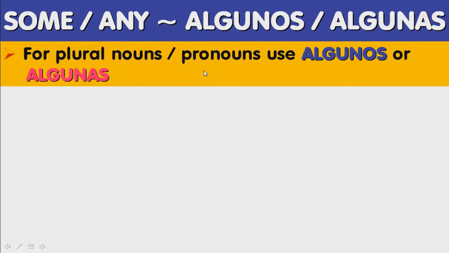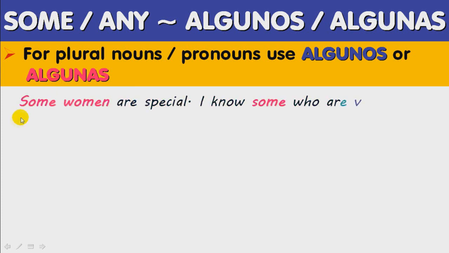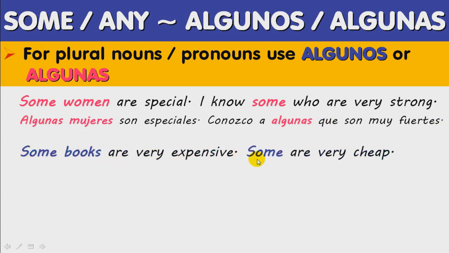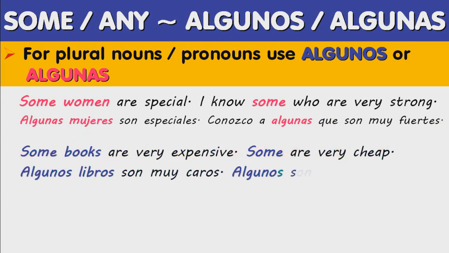Now, some or any, algunos or algunas. For plural nouns or pronouns, use algunos or algunas. Some women are special. I know some who are very strong. Algunas mujeres son especiales. Conozco a algunas que son muy fuertes. Some books are very expensive. Some are very cheap. Algunos libros son muy caros. Algunos son muy baratos. So in the masculine, we use algunos before the noun or as a pronoun. It doesn't really matter if it's before a noun or working as a pronoun. In both cases, when it's the plural form, we use algunos or algunas.